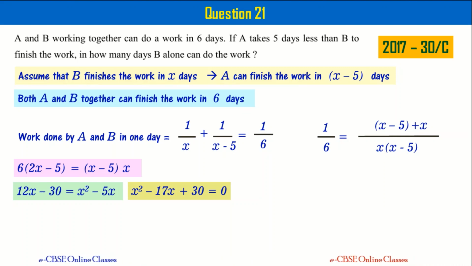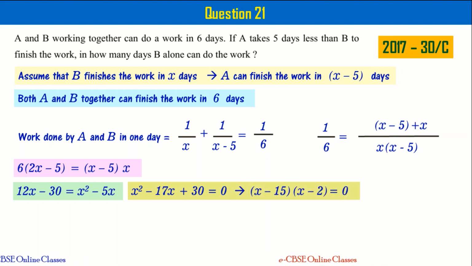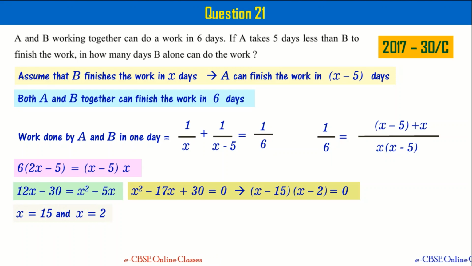This is the quadratic equation. This can be expressed as (x minus 15) times (x minus 2) equal to 0. It means x can be 15 and x can be 2 also, right? But you may note that both A and B together can finish the work in 6 days. It means B cannot alone finish the work in 2 days, right?